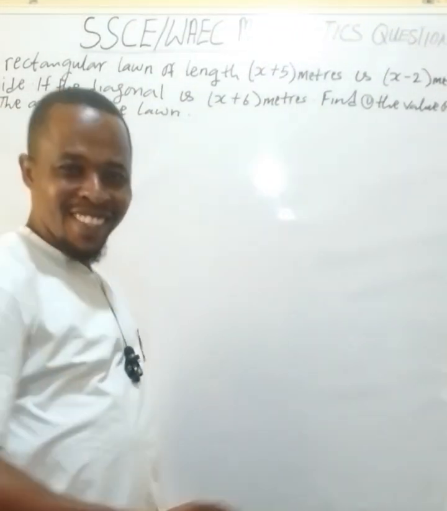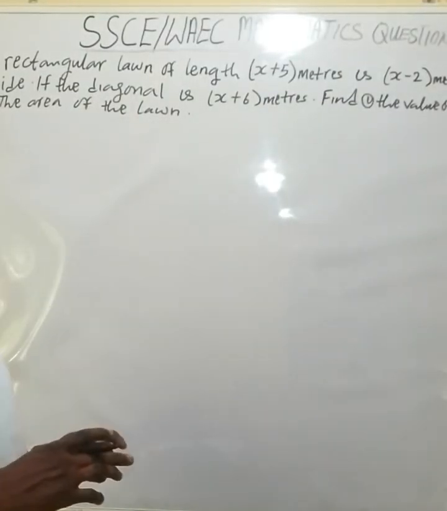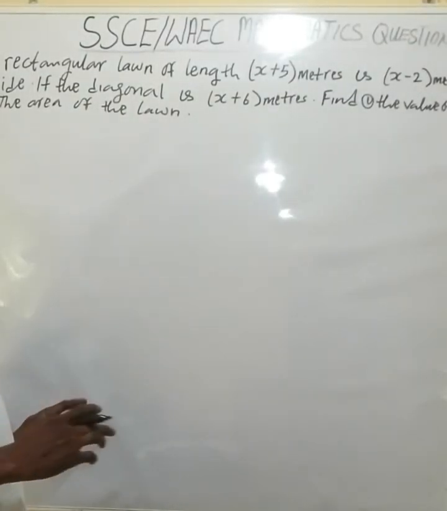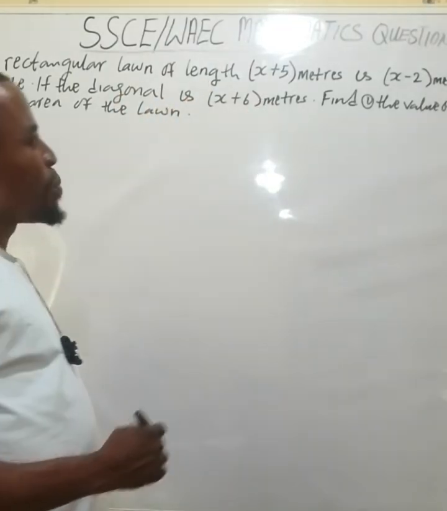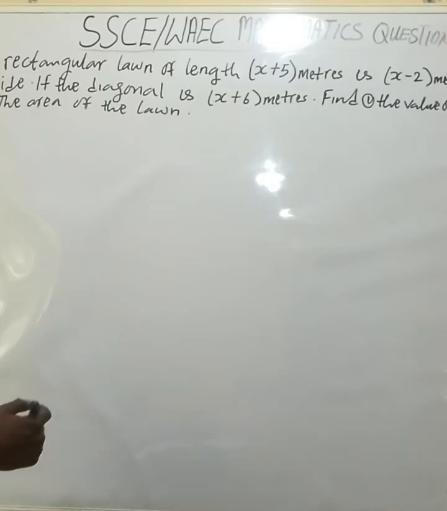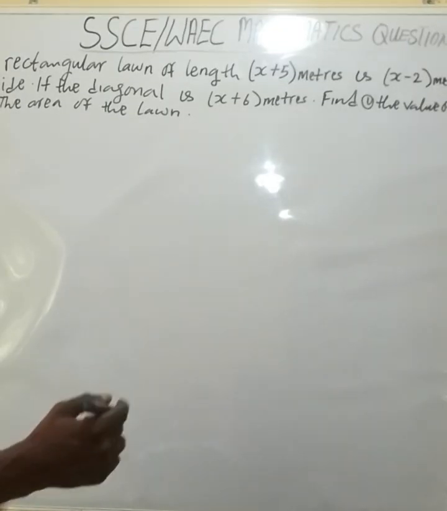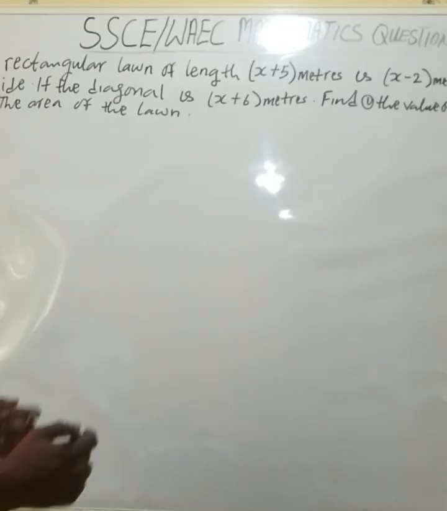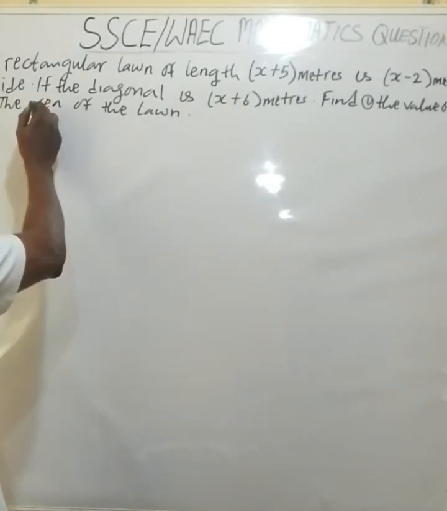Good morning, class. This morning we are going to solve a WAEC past question, and the question is all about a rectangular land of length x plus 5 meters and x minus 2 meters wide. If the diagonal is x plus 6 meters, find the value of x and also find the area of the land. So that's what the question says. Let's now do it. Solution.